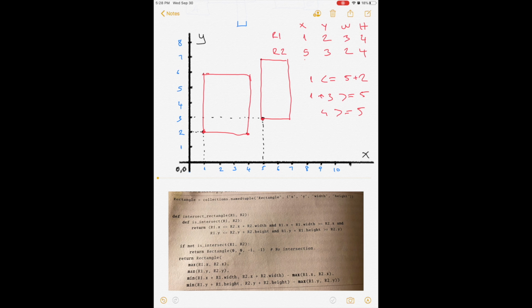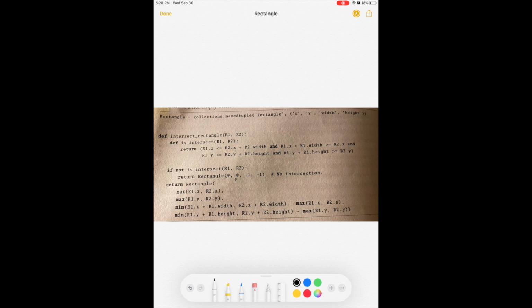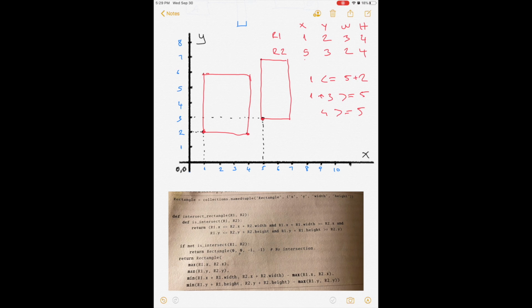As a result, if not is intersect r1, r2, it's going to return a rectangle here, which is 0, 0, minus 1, minus 1. Our first example here, there's no intersection. Now, let's go through another example where there are two rectangles and they have an intersection.